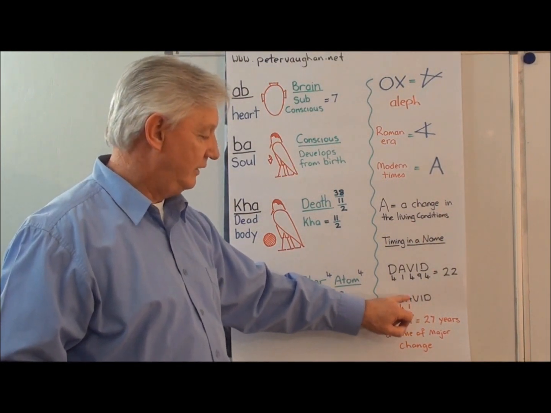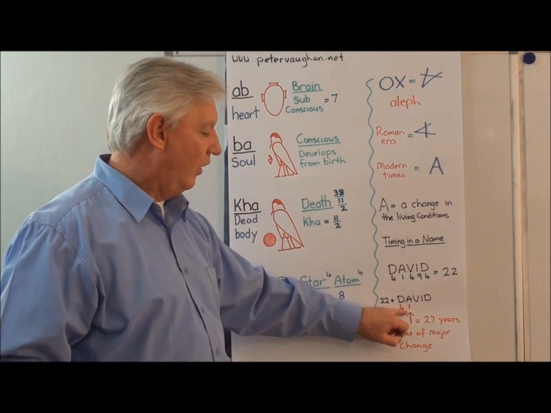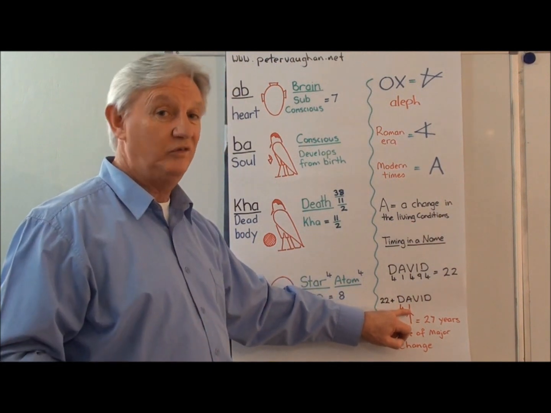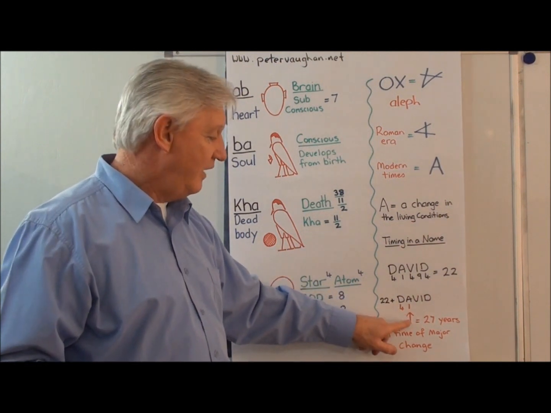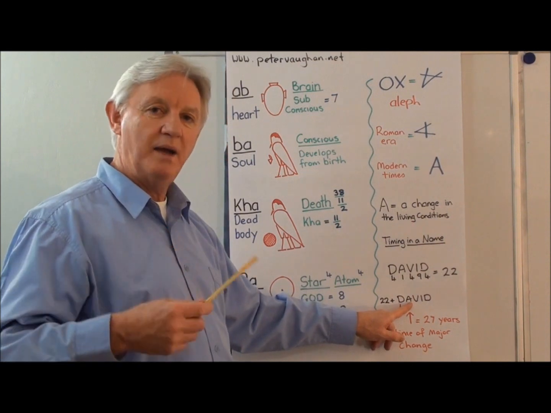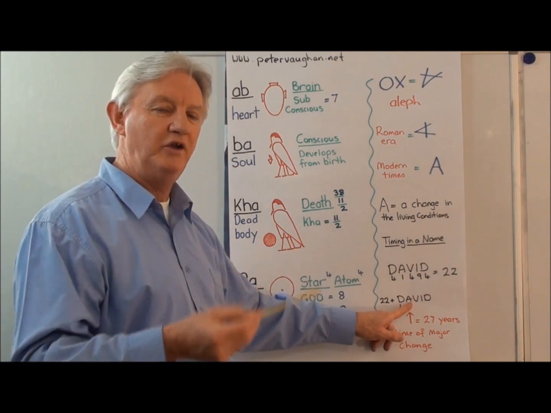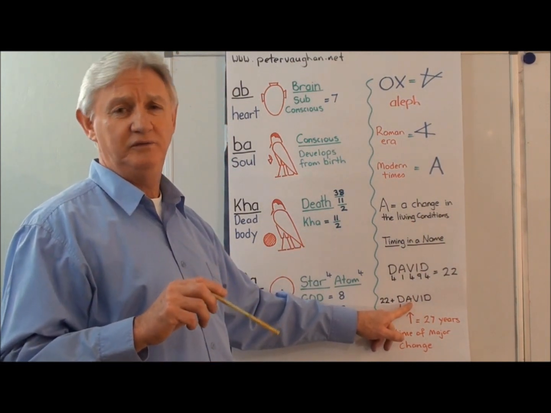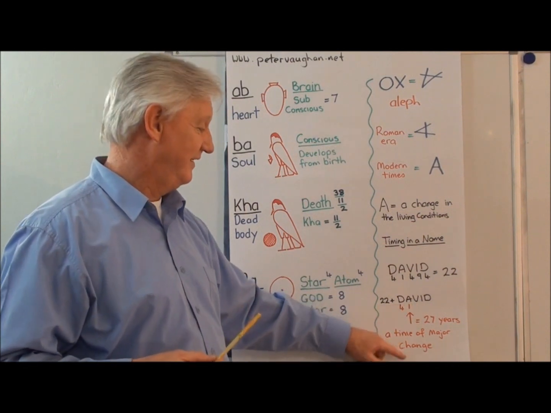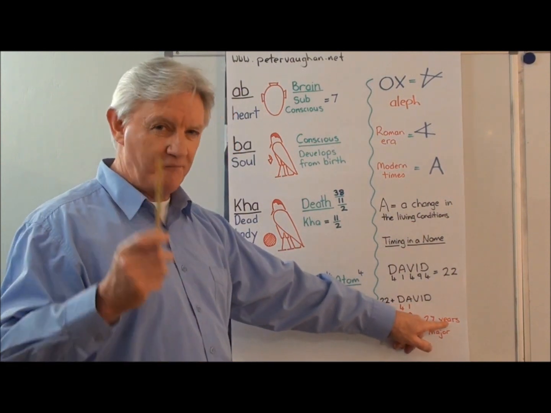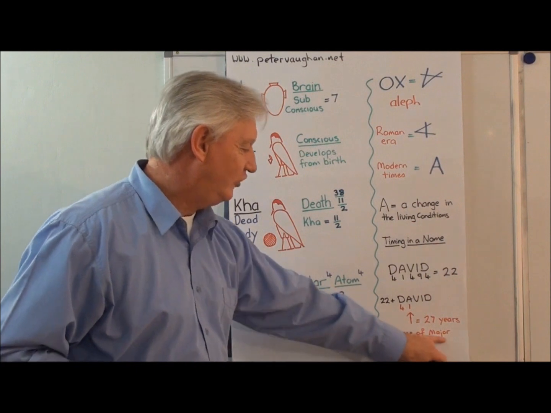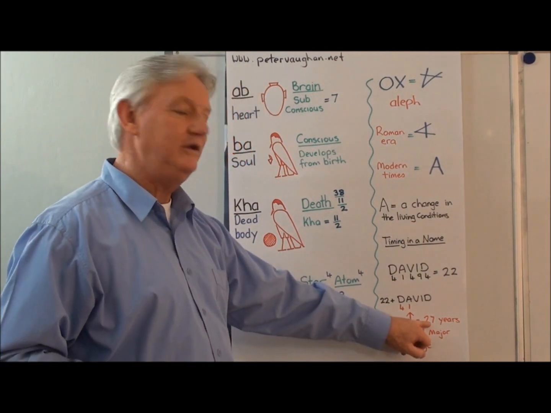The next letter that comes in is the A. It's a 1 there. 26 plus 1, 27. If this A comes into harmonic, comes into vibration after 27 years of all Davids when they're born, every David has a time of major change in their 27th year.